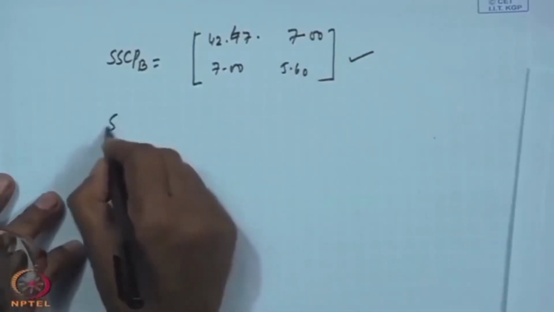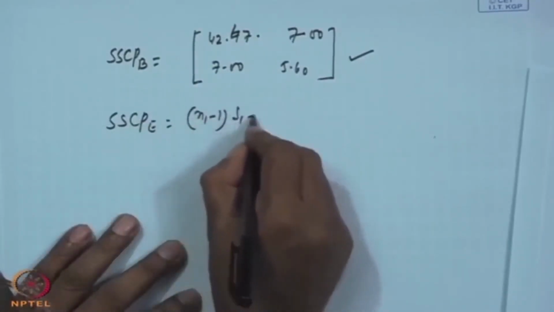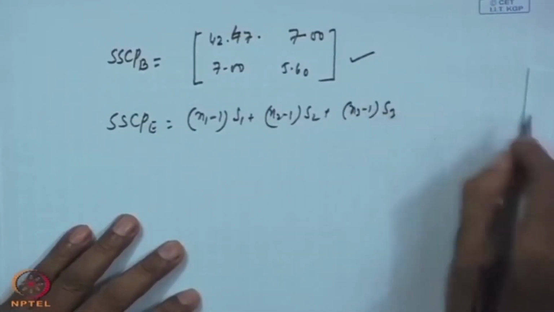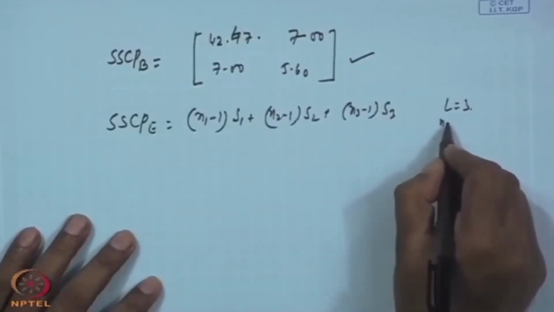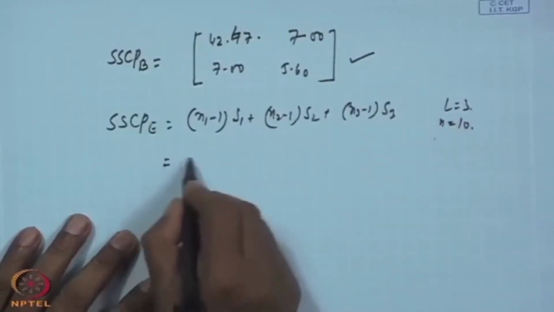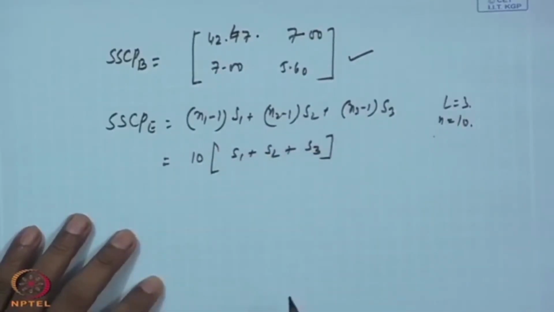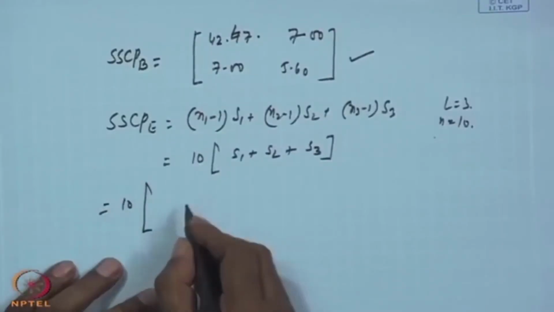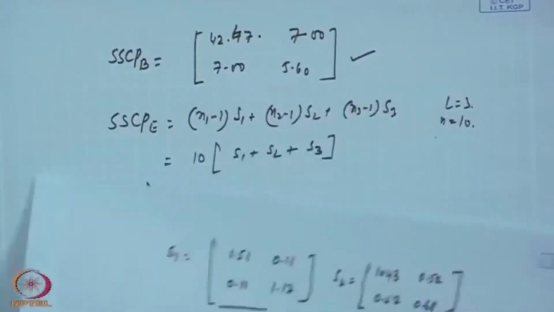Now, we want to calculate SSCP E. I told you this will be n1 minus 1 S1 plus n2 minus 1 S2 plus n3 minus 1 S3. In this case, L equal to 3, capital L. So, we will go like this, and n1, n2, n3 all equal to n equal to 10. So, this is nothing but 10 into S1 plus S2 plus S3. So, I will write down now equal to 10. What is our S1? You see, our S1 is this, S2 is this, S3 is these 2 cross 2 matrices.